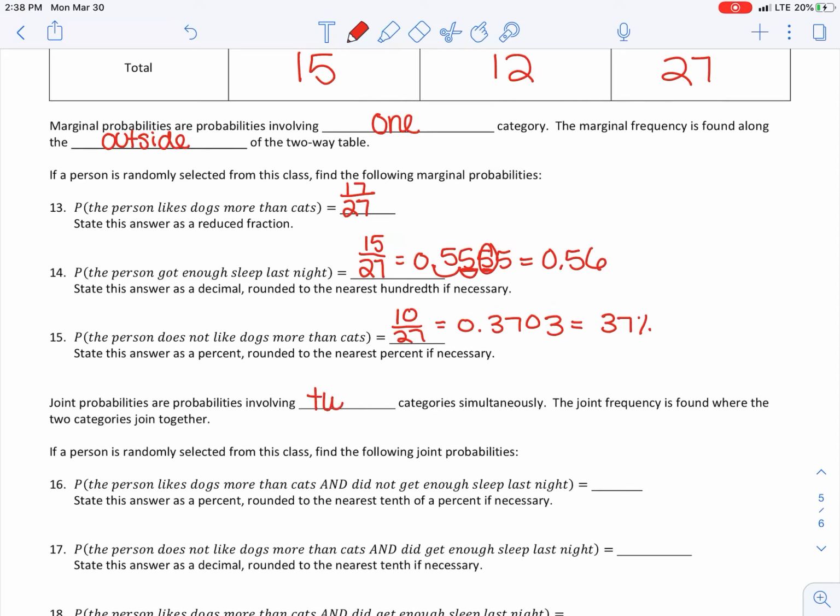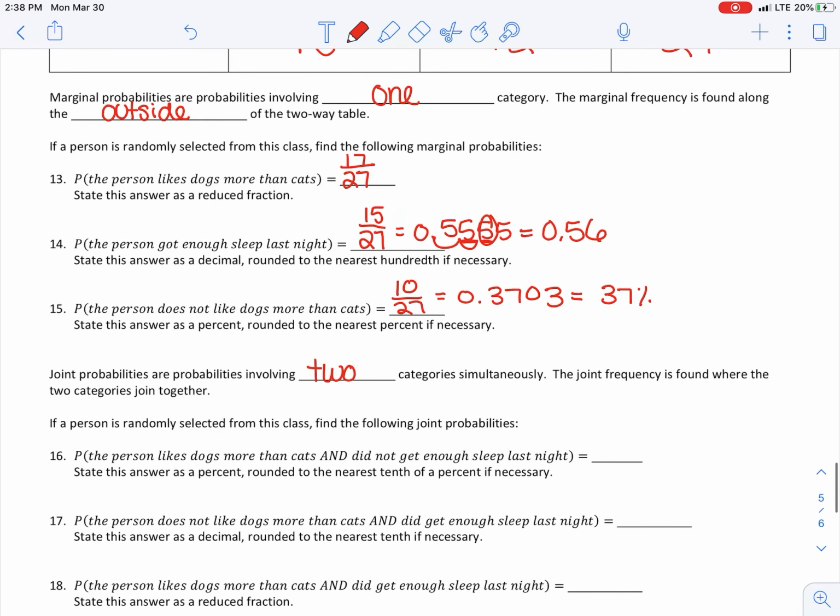Joint probabilities involve 2 categories. The joint frequency is found where the 2 categories join together. So we're actually going to be looking at 2 different categories at the same time.